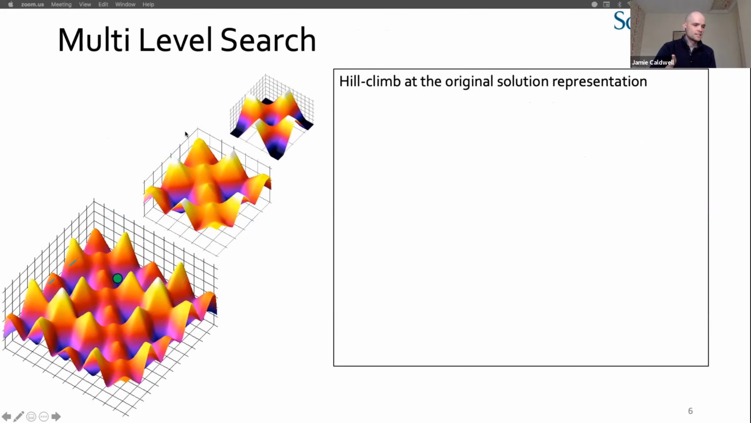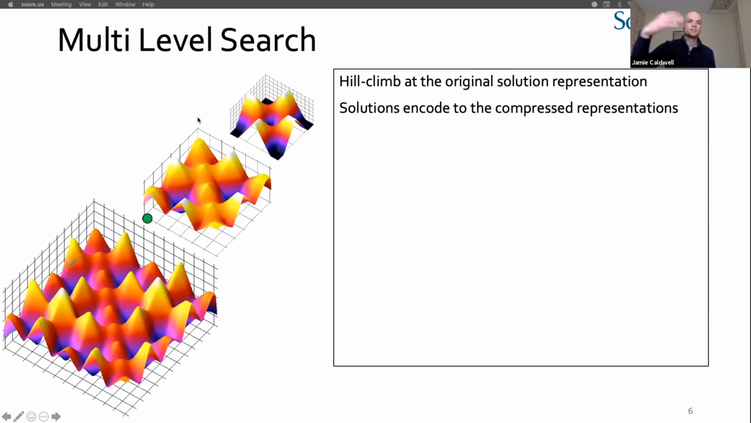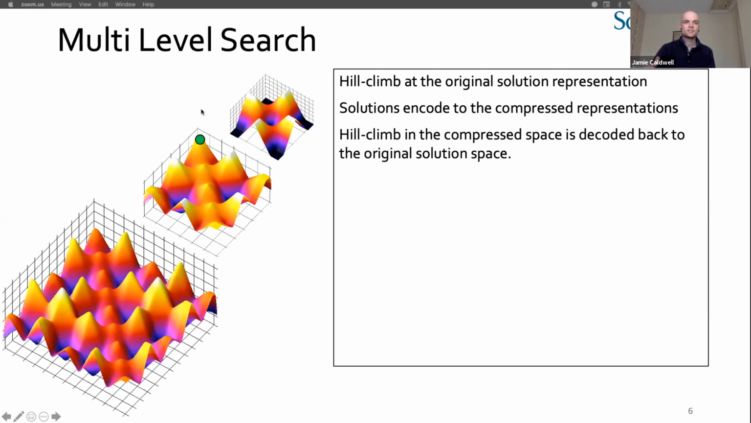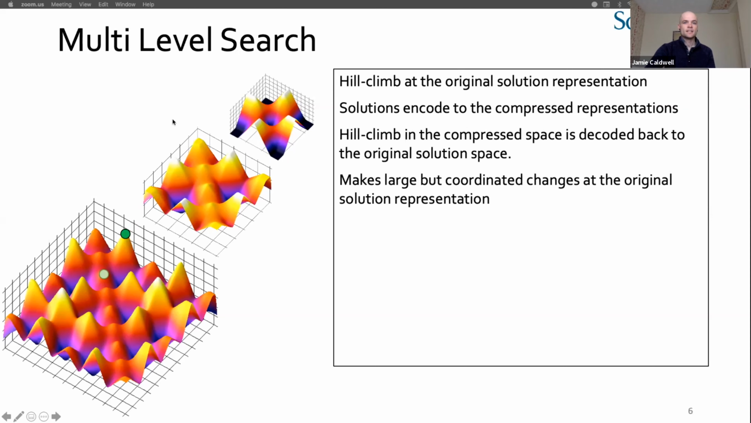So how does this facilitate a higher order search? Well, we first start off by hill climbing in the original landscape, and then we get trapped at a local optimum. And then we encode this to the next representation and explore this representation. So we can now hill climb in this space, applying the same evolutionary process, but at a higher level of organization, and then decode that back to the original space. And that's in turn seen as a large but now coordinated change at the solution representation.